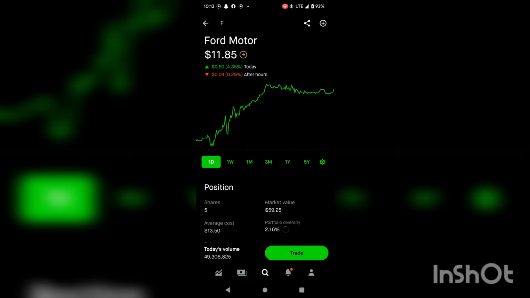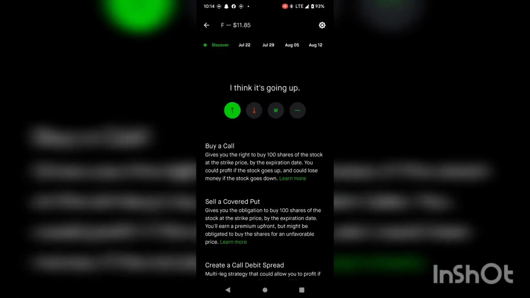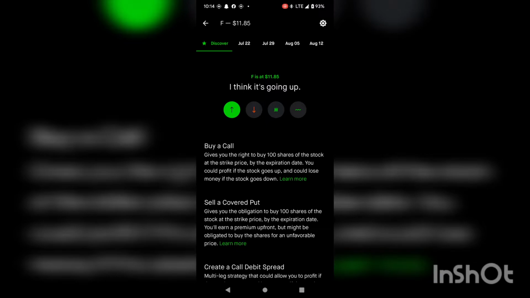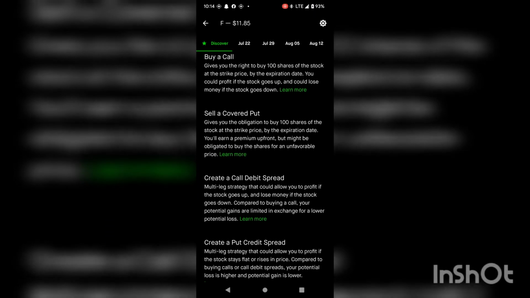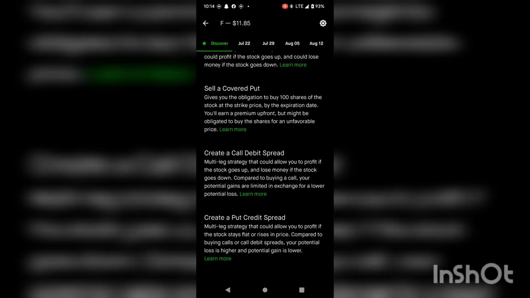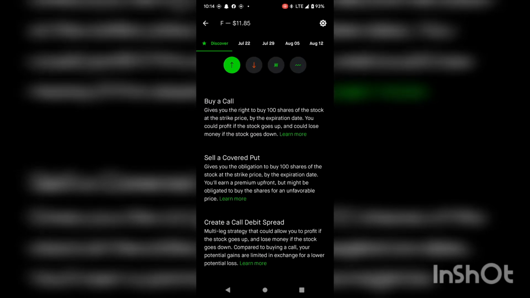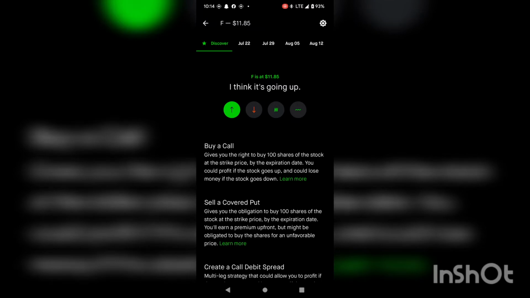So we're going to look into buying a call option contract for Ford. So let's go to trade and go to trade options. You can see this is nice. They give you a couple definitions: what a call is, sell a covered call, create a debit spread, and create a put credit spread. We're going to go into all of those at some point, probably in the next video, if not the video afterwards.